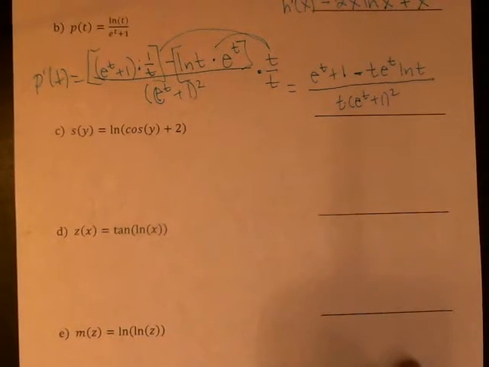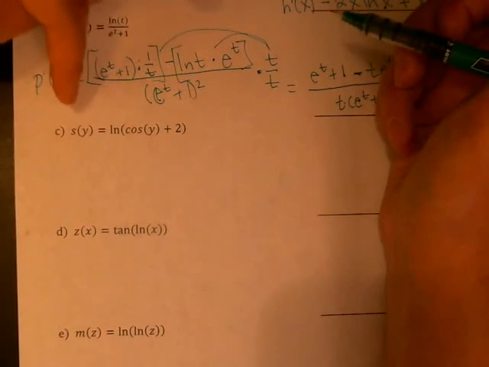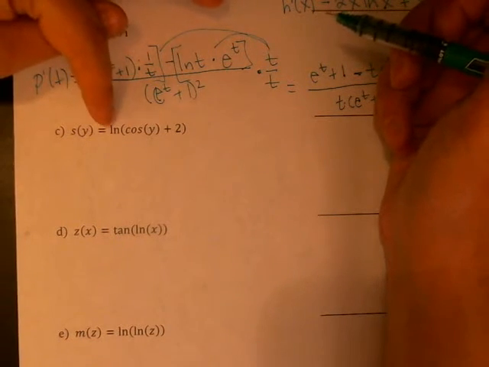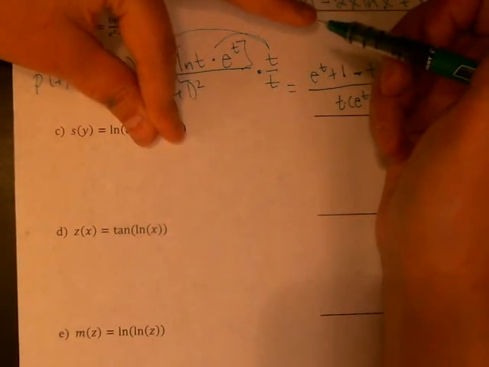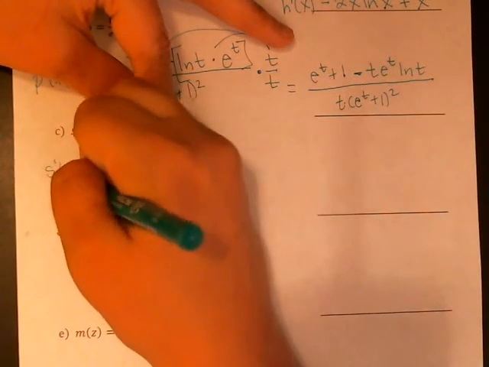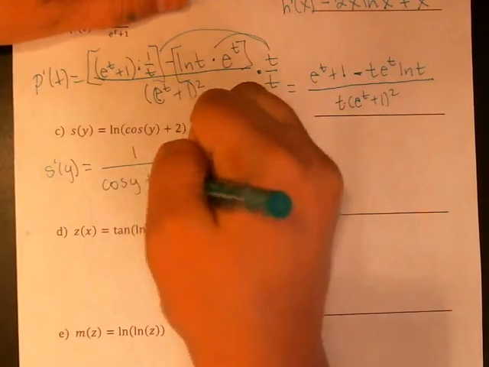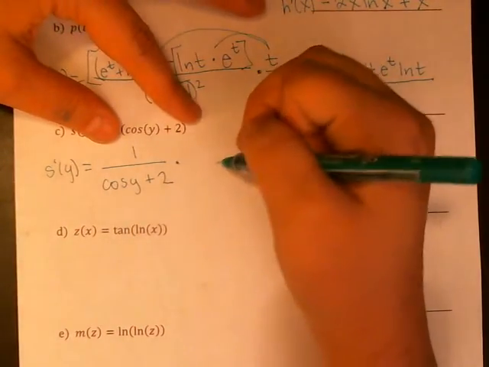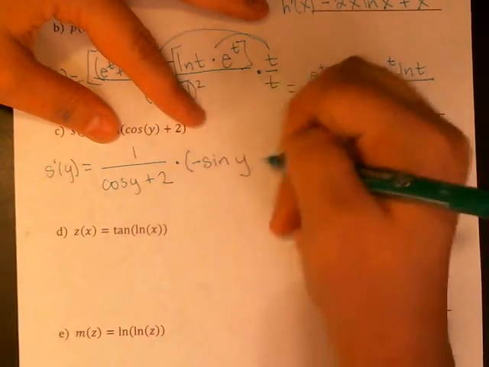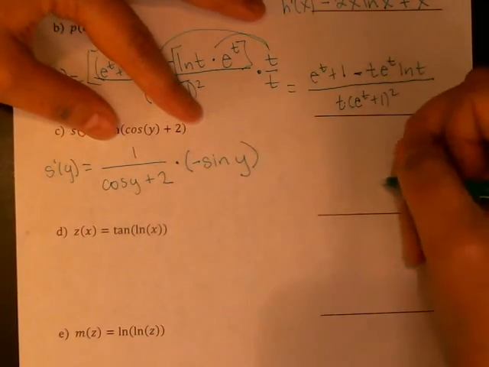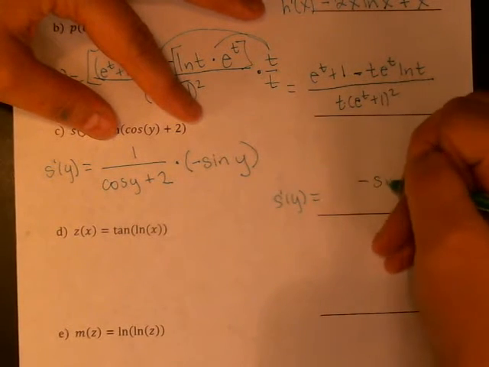Okay, s of y is the natural log of the cosine of y plus 2. Make sure you're really clear on the notation. Natural log is a function. Some people think this is times, and it's not. It's natural log of, so natural log of stuff. The derivative of natural log of stuff is 1 over stuff. And then the chain rule says you have to multiply by the derivative of stuff. So the derivative of cosine y is the opposite of sine y. The derivative of 2 is 0. And then my simplification would be just to make it a single fraction.